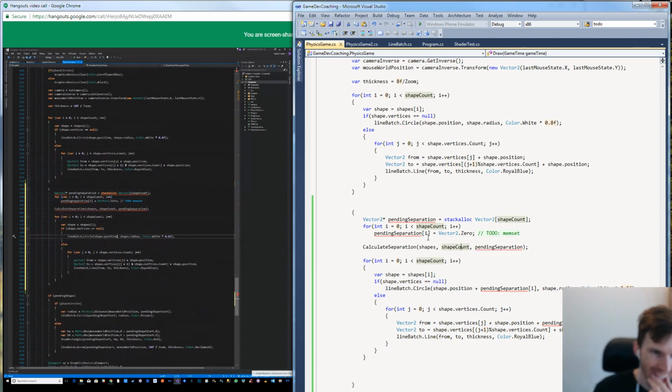Shape position plus... So yeah, everywhere that I'm looking at the shape position, I'm just like, all right, give me the shape position plus the pending separation. Want to change the color, maybe? Yes.